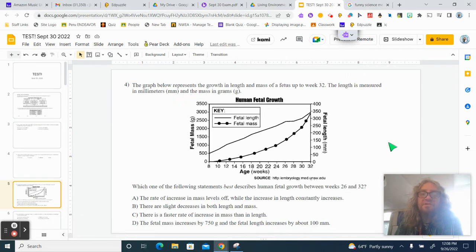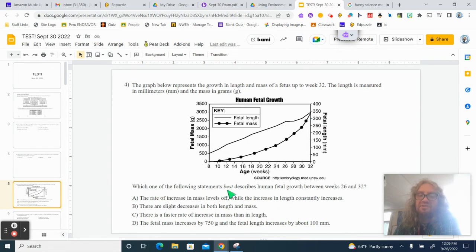The graph below represents the growth in length and mass of a fetus up to week 32. The length is measured in millimeters and the mass is measured in grams. You can see the x-axis is age in weeks, and then for the y-axis, there are actually two of them because there are two lines. One is fetal mass, which is the line with dots on it, and one is fetal length, which is the line with no dots on it.